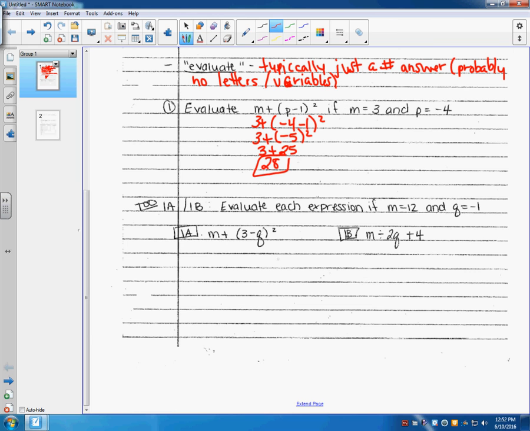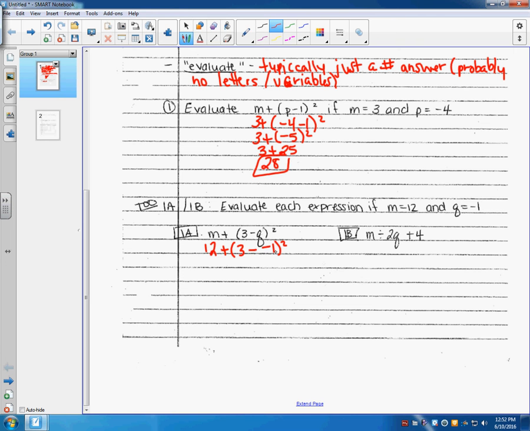So let's try 1a. You go ahead and substitute, and then we'll solve it together. So instead of an m, you put 12. Instead of a q, you put negative 1. After you've substituted, we're going to go ahead and finish the problem.